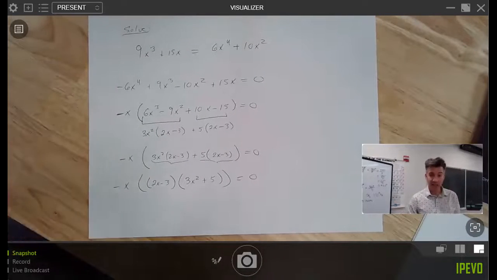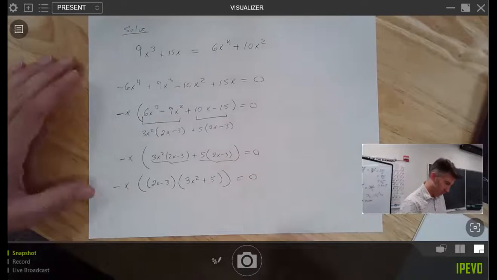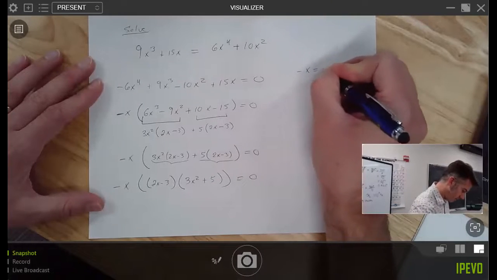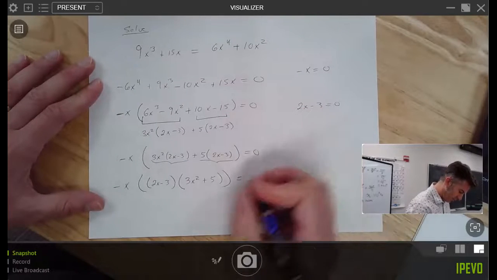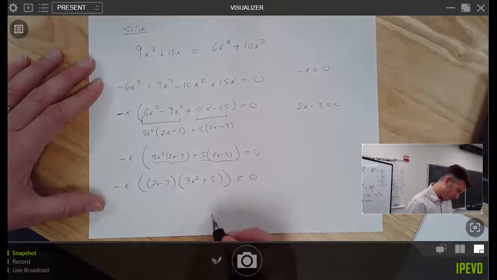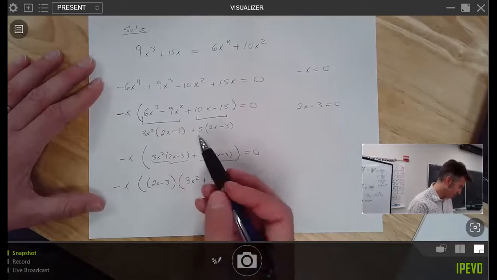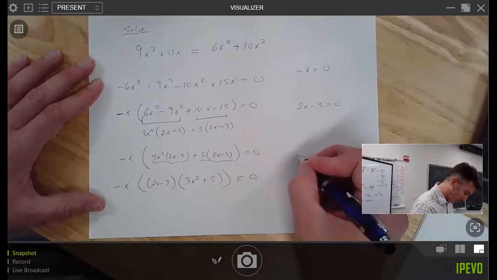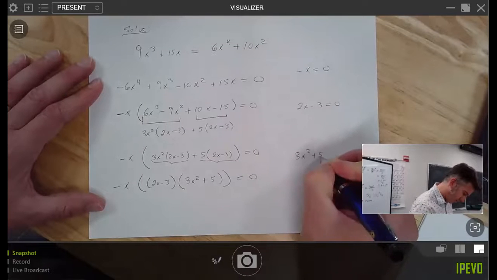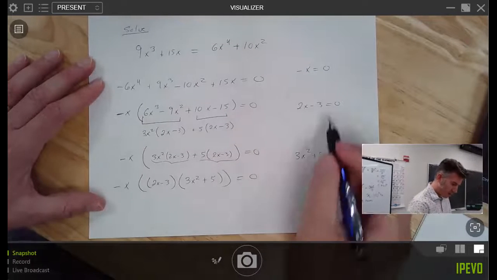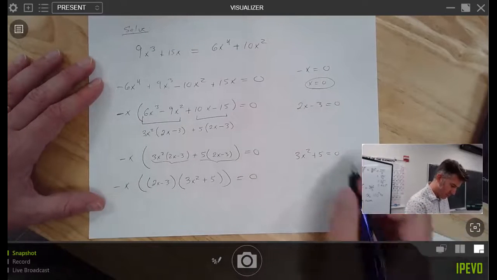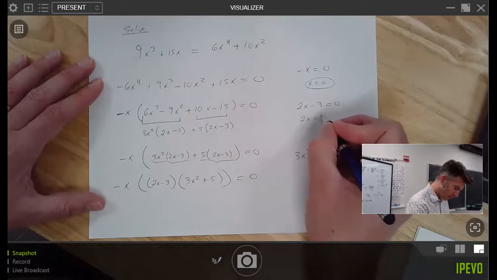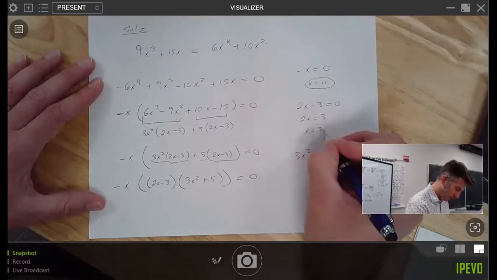So then we're going to set each of our factors equal to 0. We're going to have negative x equal to 0, 2x minus 3 equal to 0, and 3x squared plus 5 equal to 0. That shouldn't be an x squared. Oh, it should be an x squared. It's totally an x squared. So from the first one, we get x equal to 0. From the second, we get 2x equal to 3, so x equal to 3 halves.